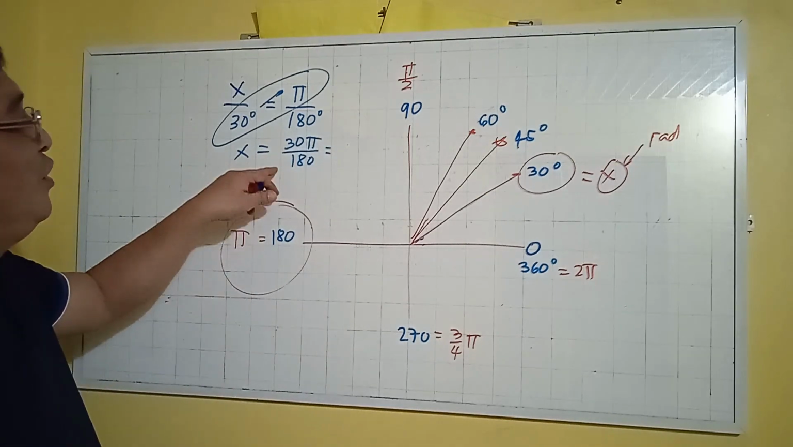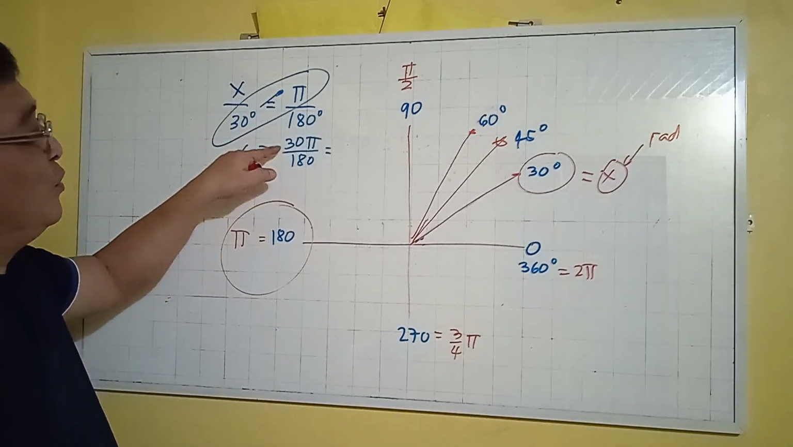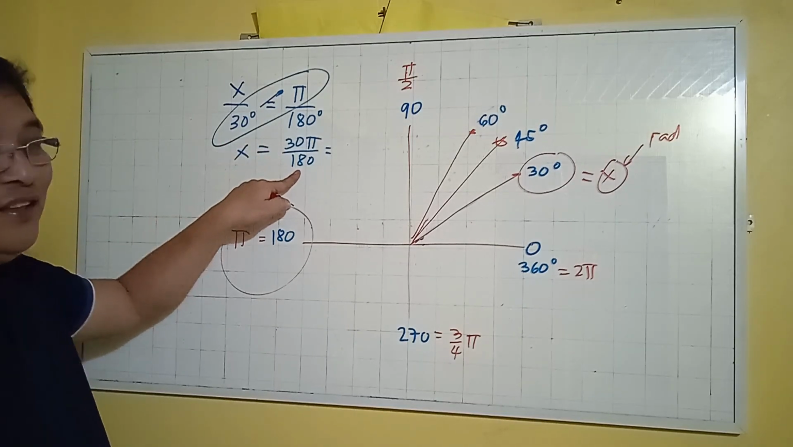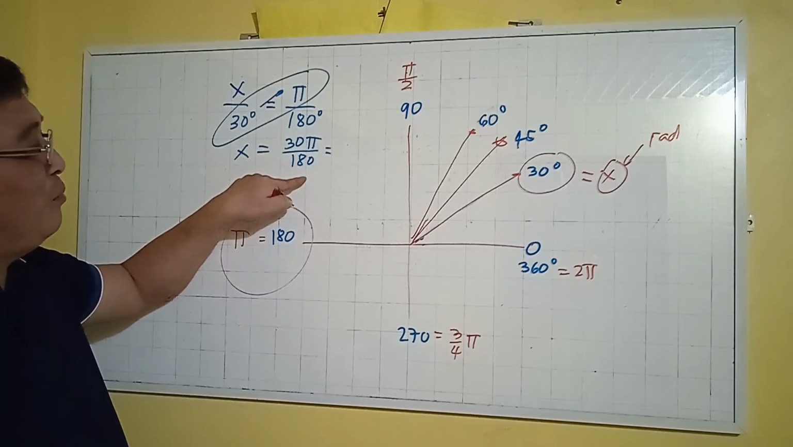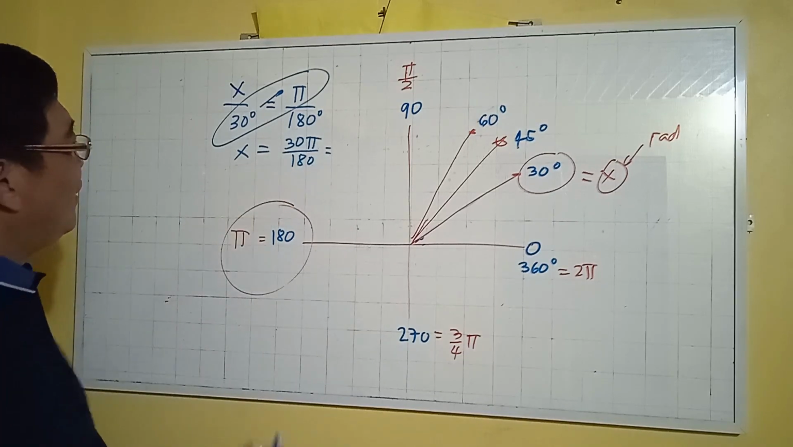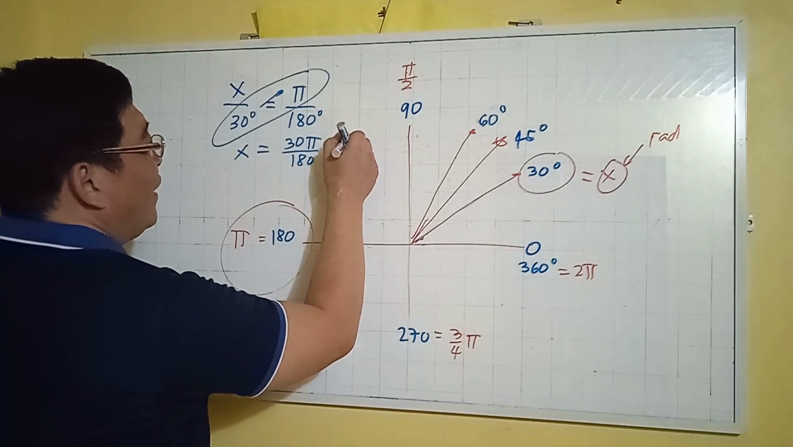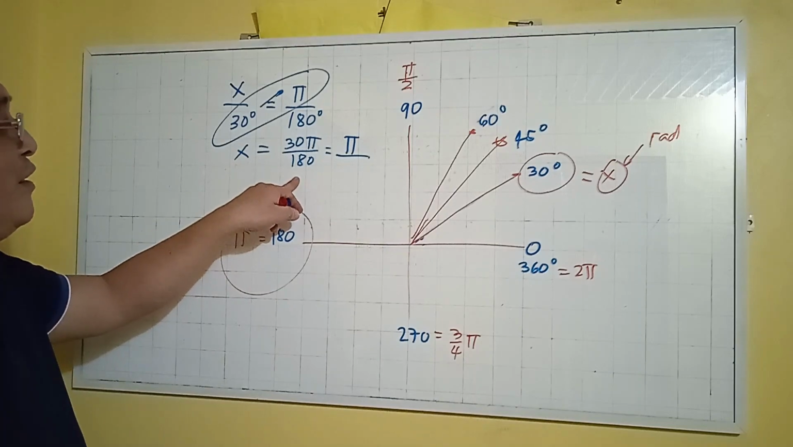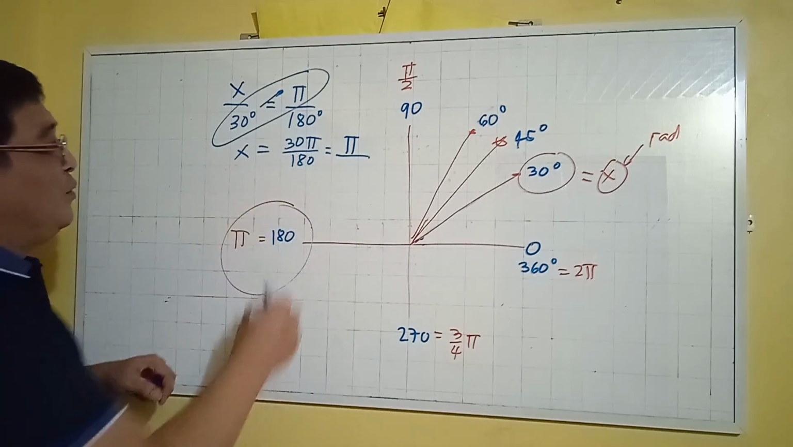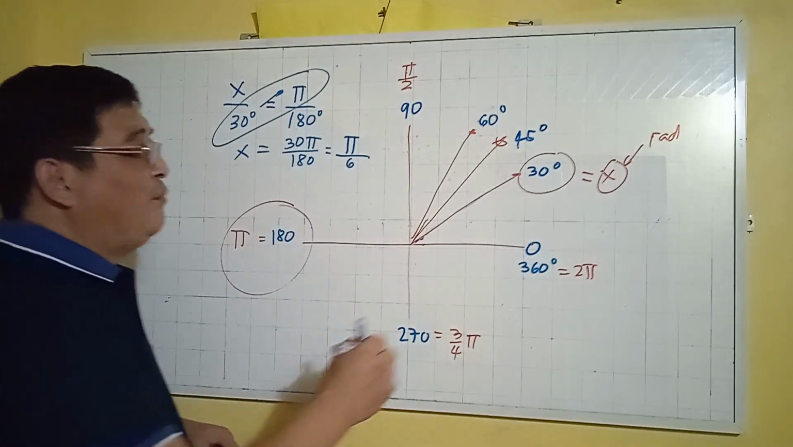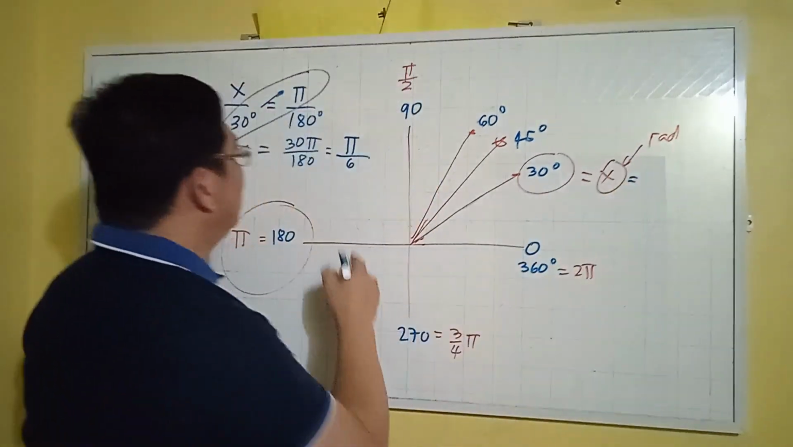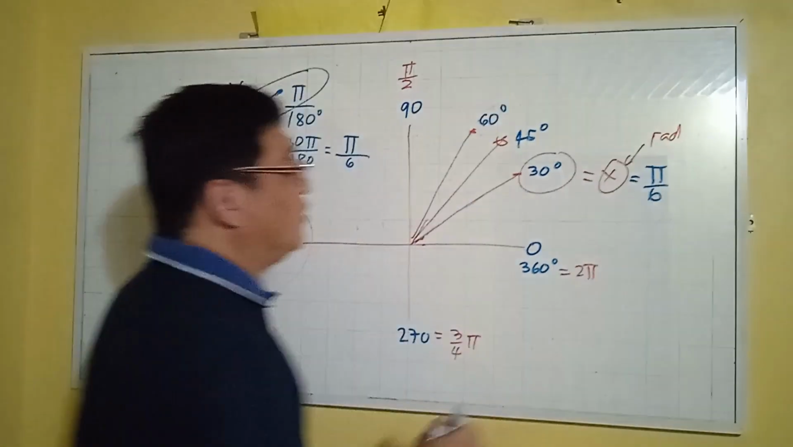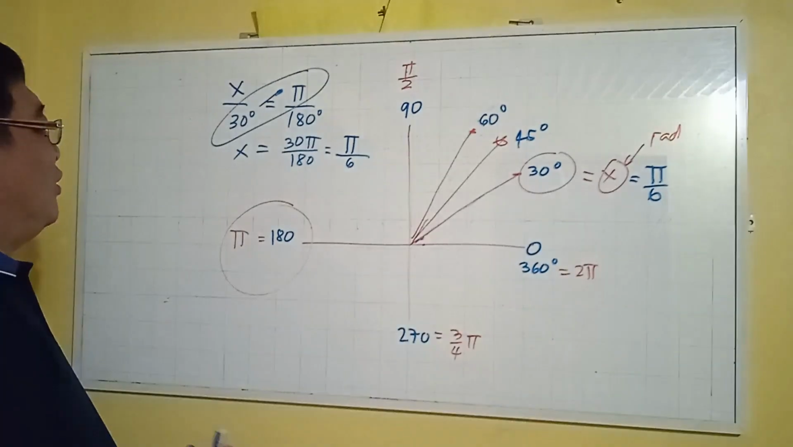So, paano makuha dyan? Dahil pwede naman nating i-divide itong 30 by 30, it is divisible by 30, of course. And 180 is also divisible by 30. So, yung magiging sagot niyan is 30 over 30, you have 1 pi over 180 divided by 30 is equals to 6. So now you have x is equals to pi over 6. So, nakuha natin yung pi over 6.